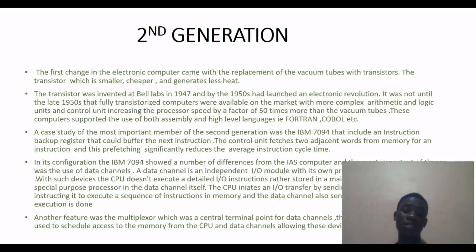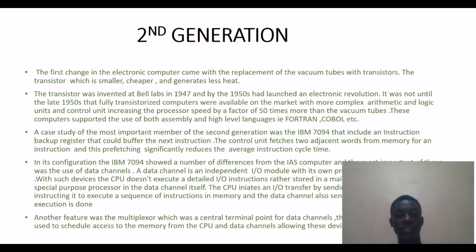The CPU initiates the input-output transfer by sending a signal to the data channel, instructing it to execute a sequence of instructions in memory, and the data channel also sends a signal when it is done executing.